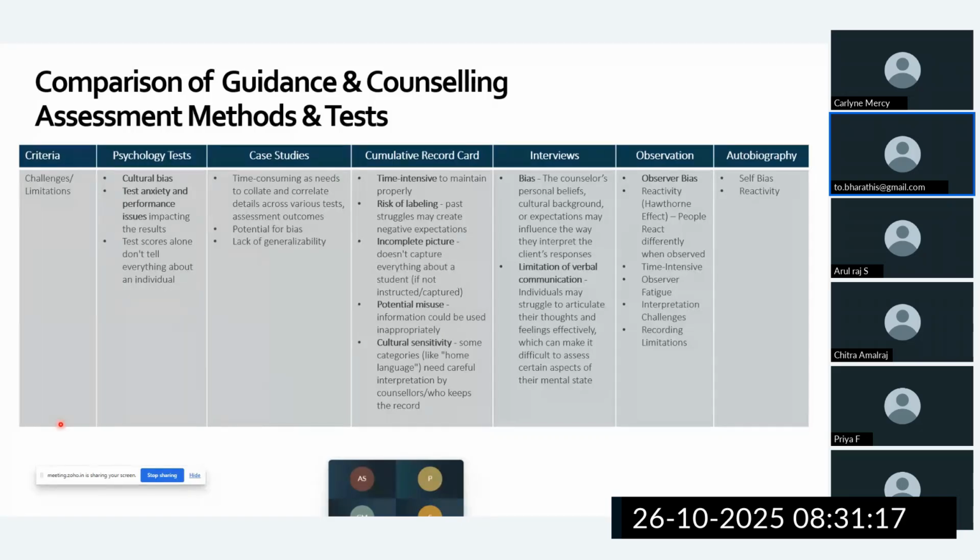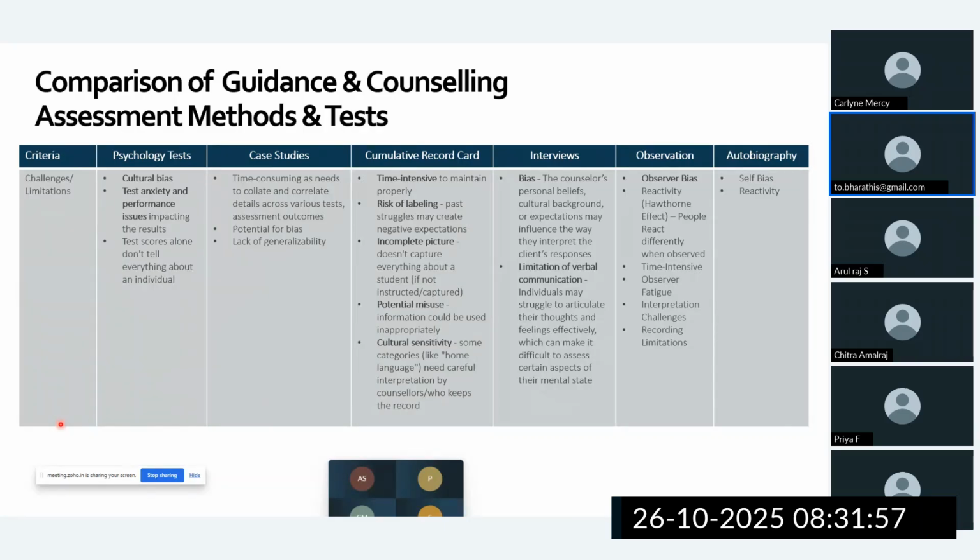Cumulative record: same intensive effort. People can misuse it. People can write incorrect details, right? Because they were in a hurry or they don't want to. And the bias of the person who is taking notes may also come in. Interview: bias is again one, and the other is your verbal communication. If the kid is not able to communicate well, even with all the nudging, then you may not get the best out of it. Observation: though we keep telling you to just observe, don't judge, there could still be a bias by the observer.